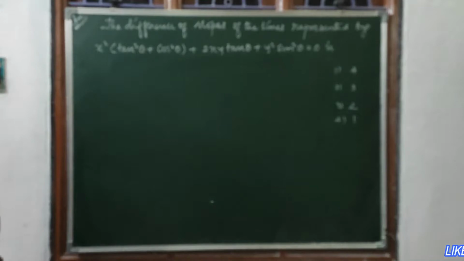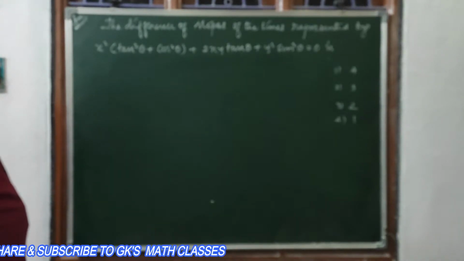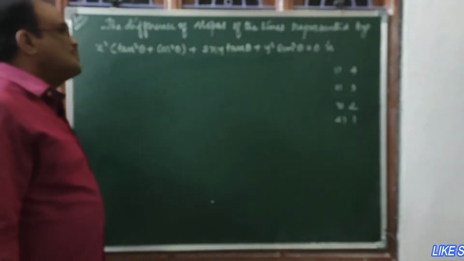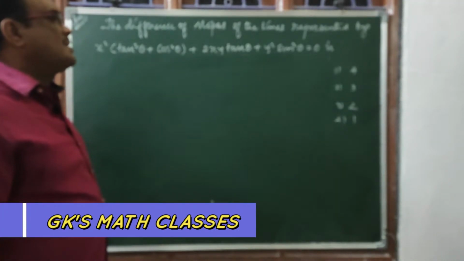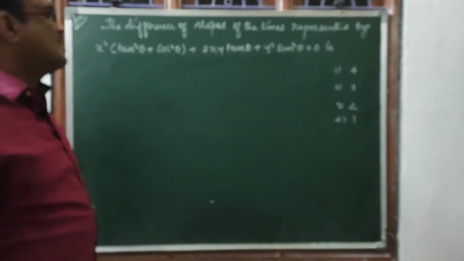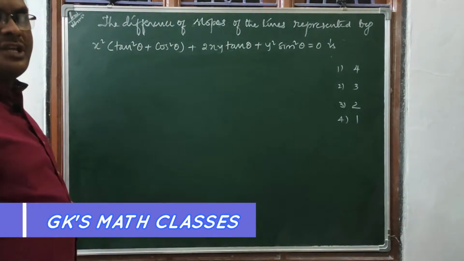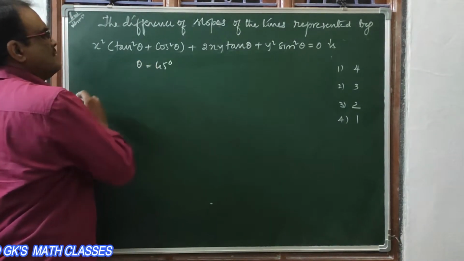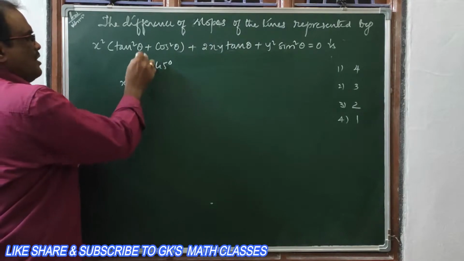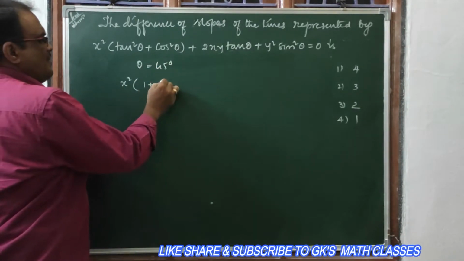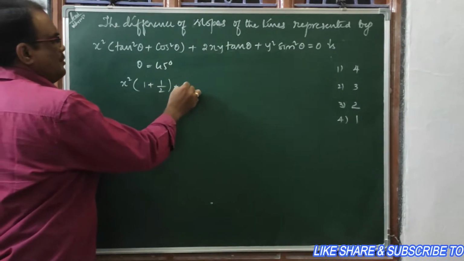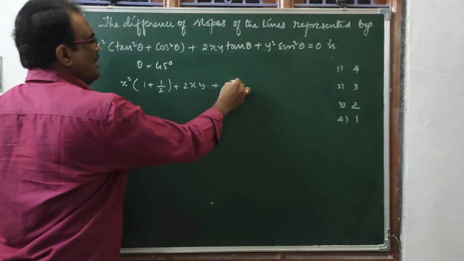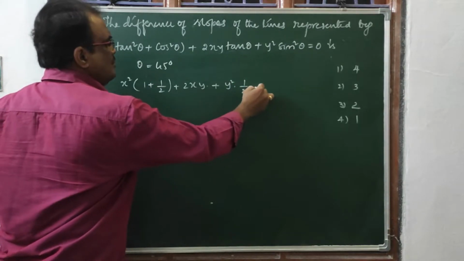The difference of slopes of the lines represented by x²(tan²θ + cos²θ) + 2xy tanθ + y² sin²θ = 0. Here no constraints are given, so we take θ = 45 degrees. Substituting, x² (tan 45 is 1, cos 45 is 1/root 2, squared is 1/2), 2xy tanθ is 2xy times 1, plus y² (sin 45 is 1/root 2, squared is 1/2).